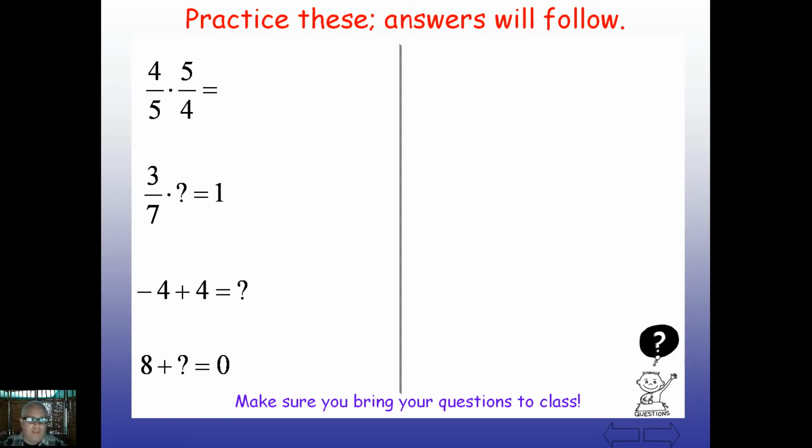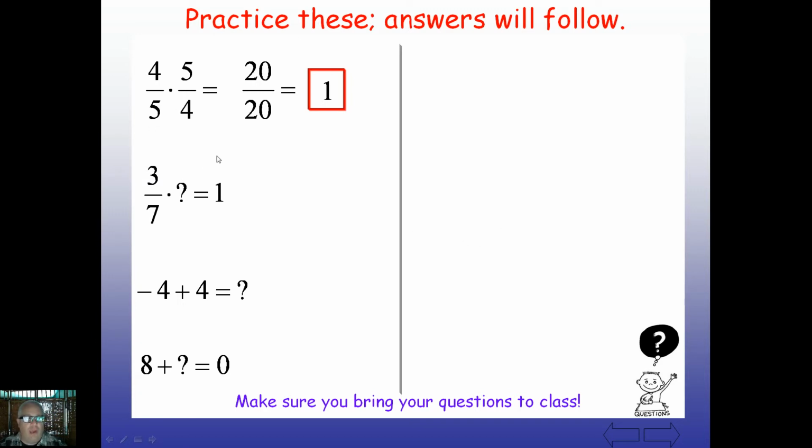All right then, let's say that you've done that and you've come back, and we've got this right here. We've got 4/5 times 5/4. You could reduce, that's true. We could simplify by reducing these down and get some 1s. Maybe just to prove the point about these reciprocals or multiplicative inverses being 1, multiply straight across, what's 20 over 20? Well, 20 divided by 20 is indeed just 1, so there's your answer there. How about this? 3 over 7 times what is the product of 1?